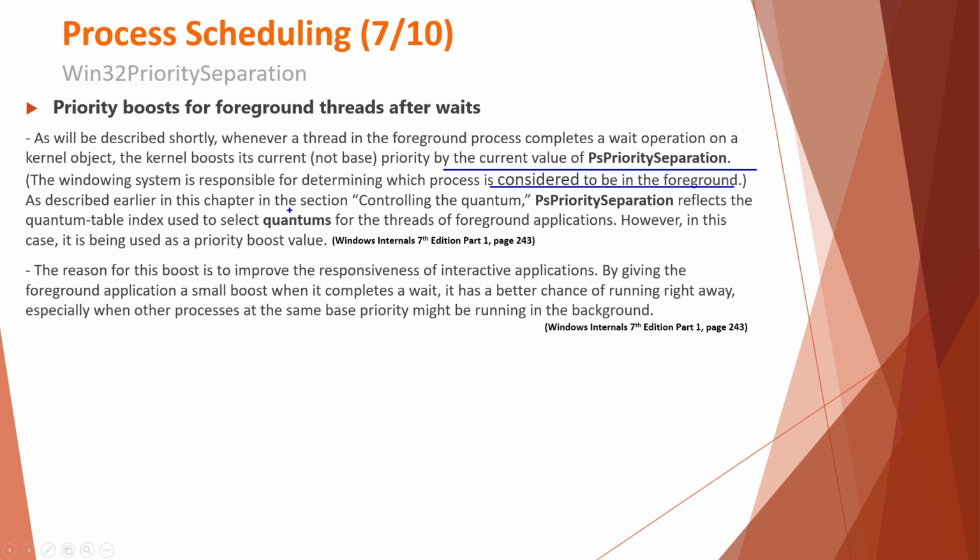As described earlier in this chapter, in the section controlling the quantum, PS priority reflects the quantum table index uses to select quantums for the threads of foreground applications. However, in this case, it's being used as a priority boost value. The reason for this boost is to improve the responsiveness of interactive applications by giving the foreground application a small boost when it completes a wait. It has a better chance of running right away, especially when other processes at the same base priority might be running in the background. And those are the definitions from Windows Internals.